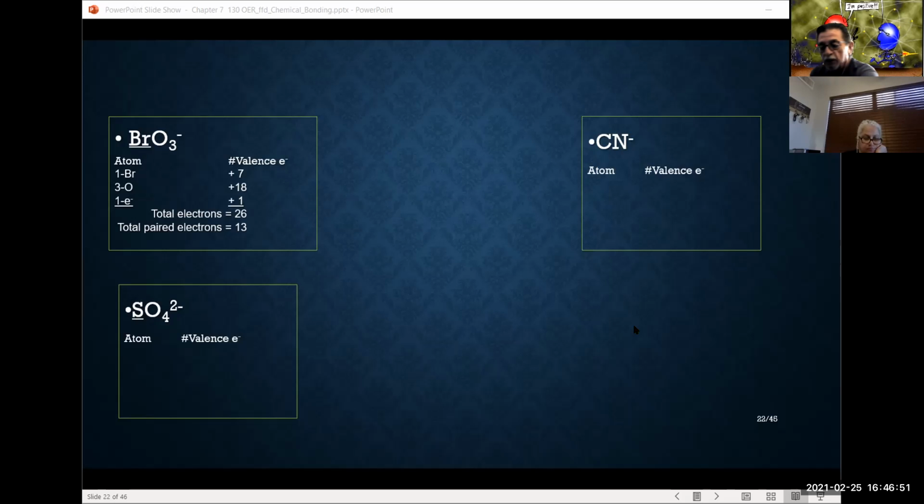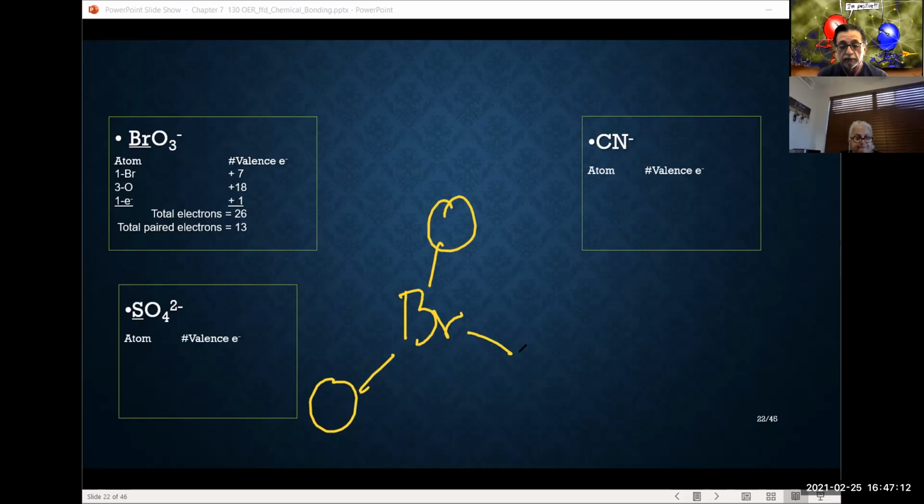At this point, we do what we've been doing. Okay, nothing different. The bromine is the central atom. So I can very quickly, let me go down here. Bromine's the central atom, and then very quickly I write my 3 oxygens. That takes care of 3 pairs. Now I got 10 pairs to work with.